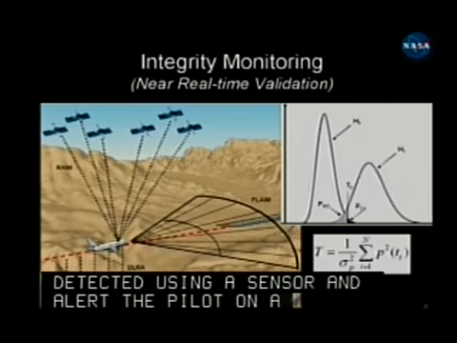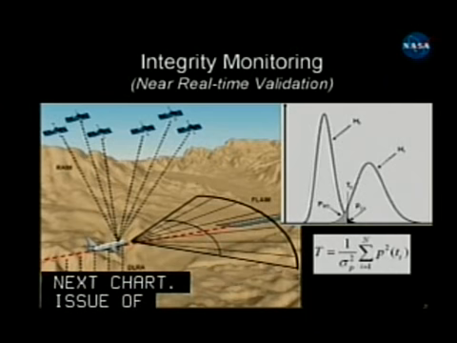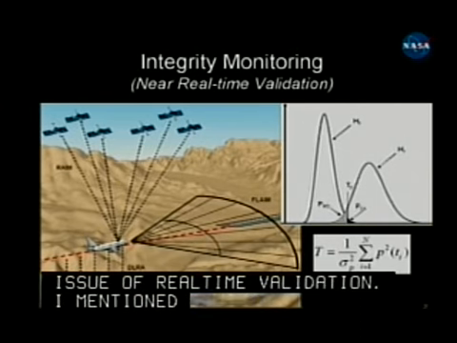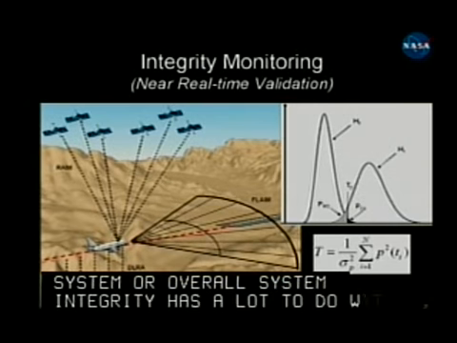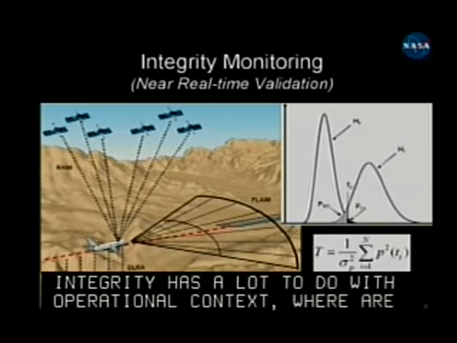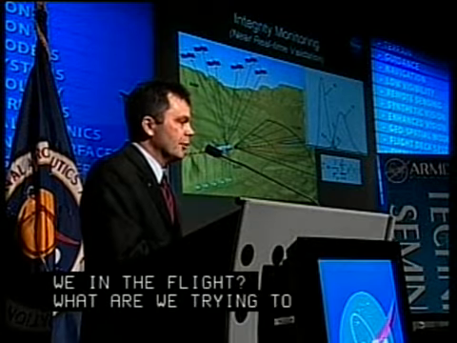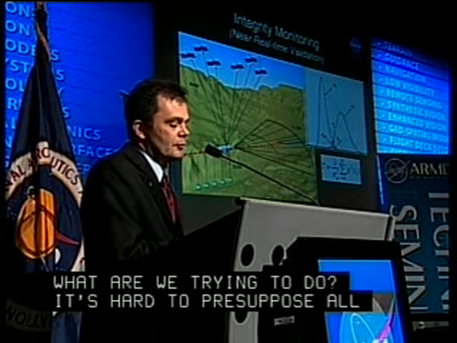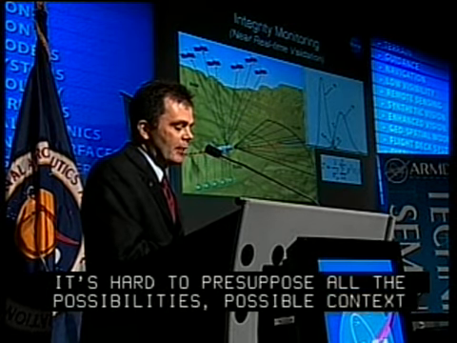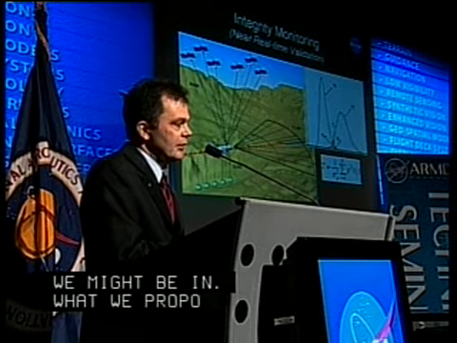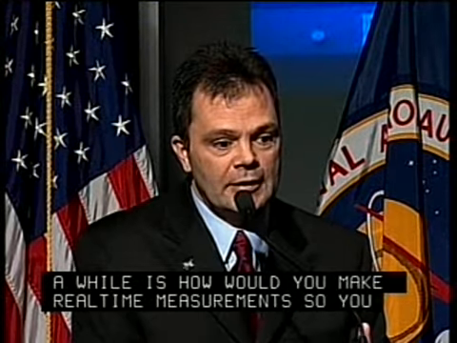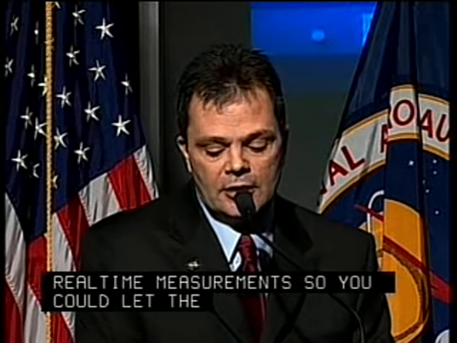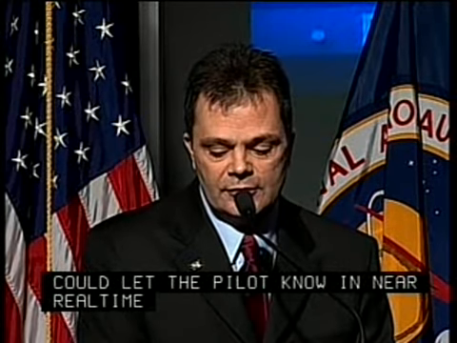The issue of real-time validation. I mentioned the problem of overall system integrity has a lot to do with operational context. Where are we in the flight? What are we trying to do? It's hard to presuppose all the possible contexts we might be in. So what we proposed and what we studied for a while was, how would you make some real-time measurements so that you can let the pilot know in near real time what is the quality of the model right now based on your context. And you can use the various sensors to try to do this.